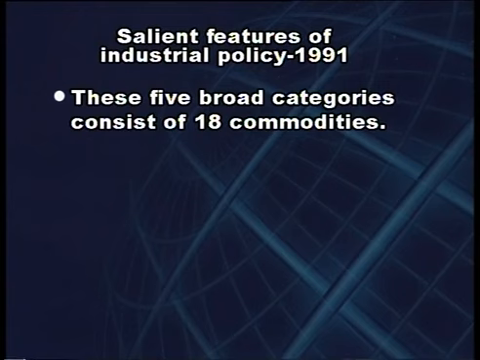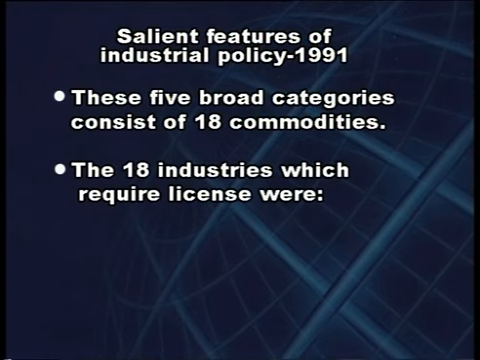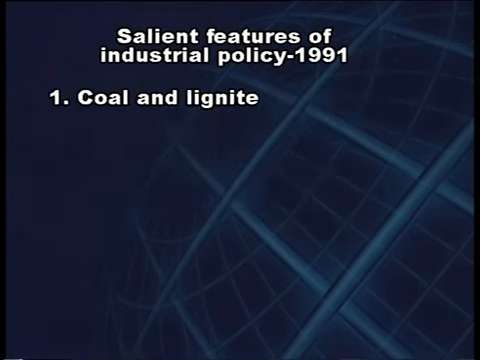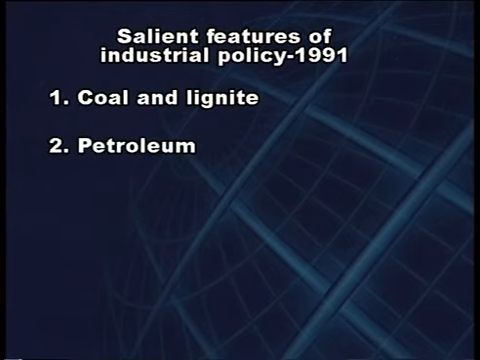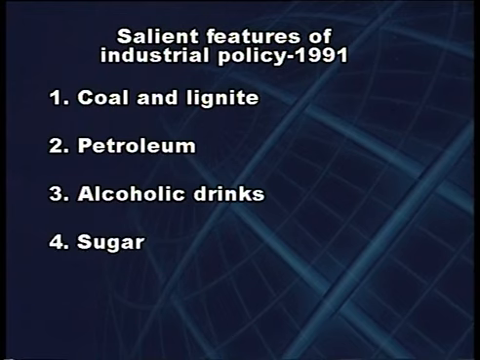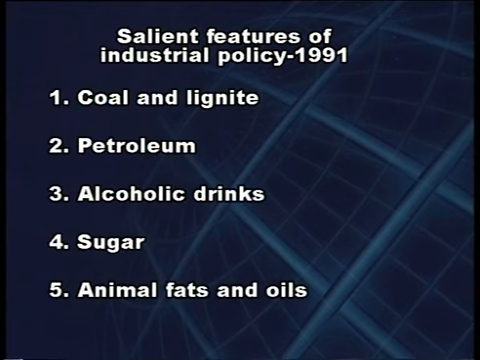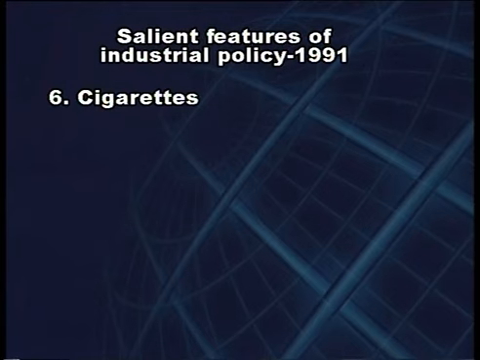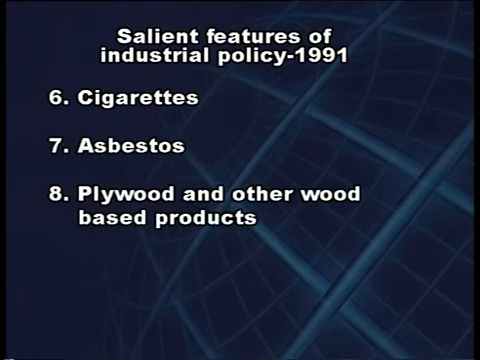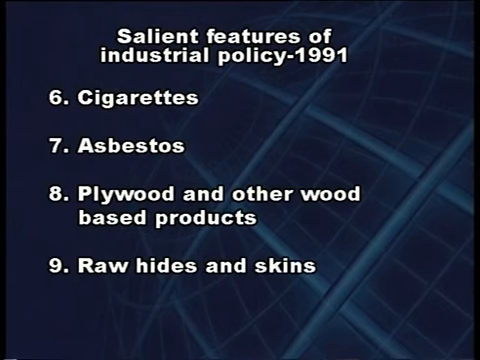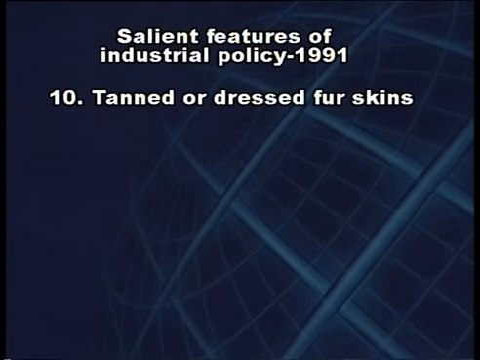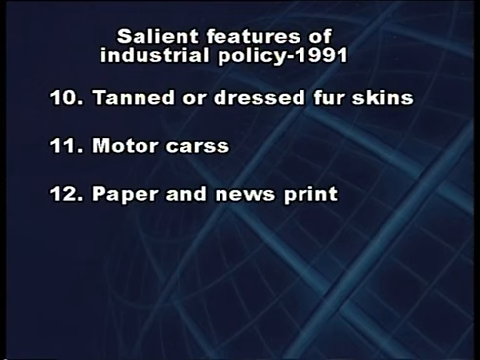18 commodities. The 18 industries which require license were: 1. Coal and lignite. 2. Petroleum. 3. Alcoholic drinks. 4. Sugar. 5. Animal fats and oils. 6. Cigarettes. 7. Asbestos. 8. Plywood and other wood-based products. 9. Raw hides and skins. 10. Tanned or dressed fur skins. 11. Motor cars. 12. Paper and newsprint.